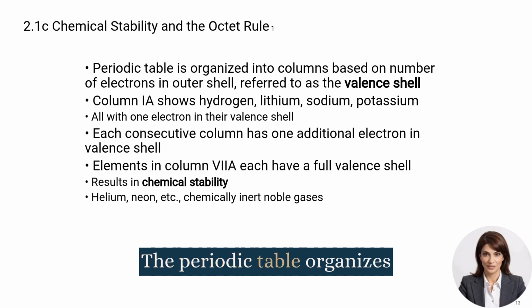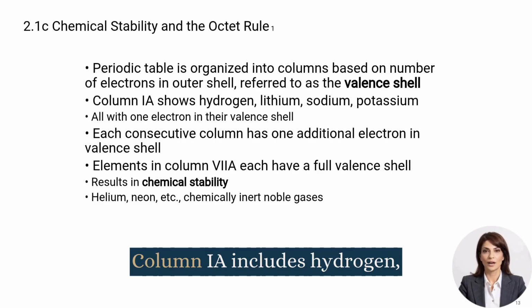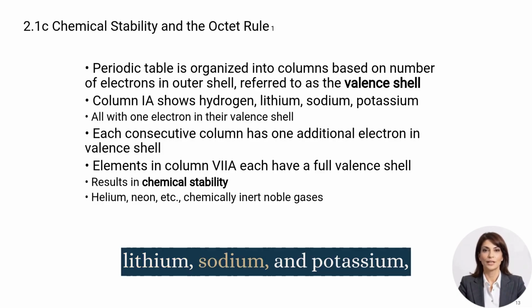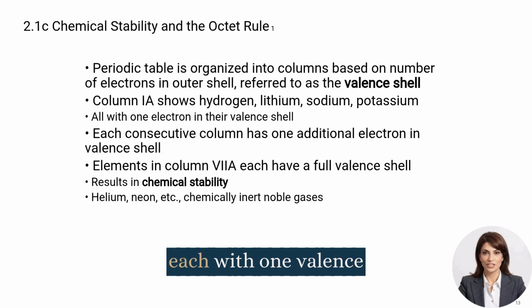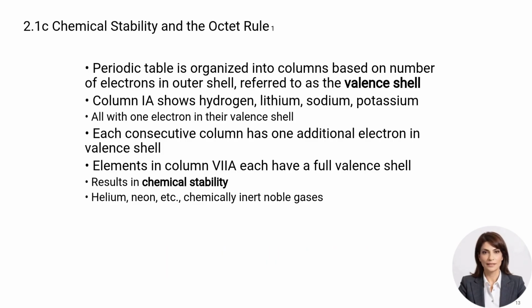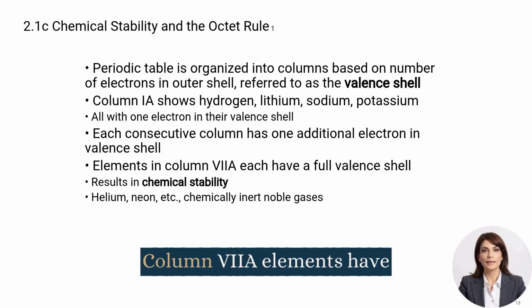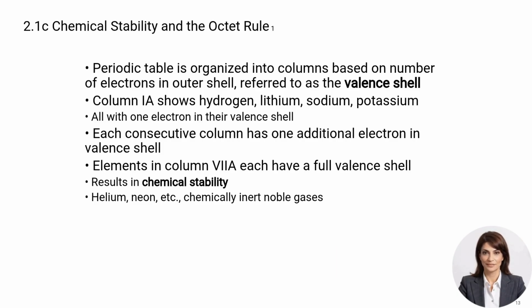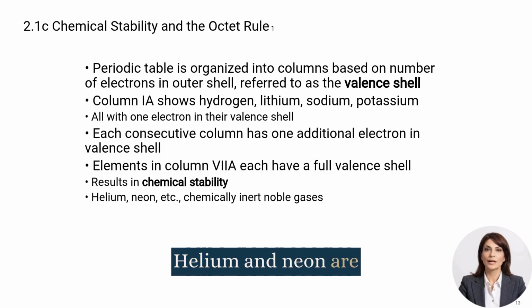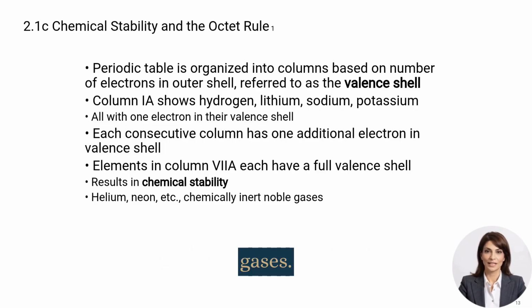The periodic table organizes elements by valence electrons. Column IA includes hydrogen, lithium, sodium, and potassium, each with 1 valence electron. Each subsequent column adds an electron. Column 7A elements have full valence shells, leading to chemical stability. Helium and neon are examples of inert noble gases.